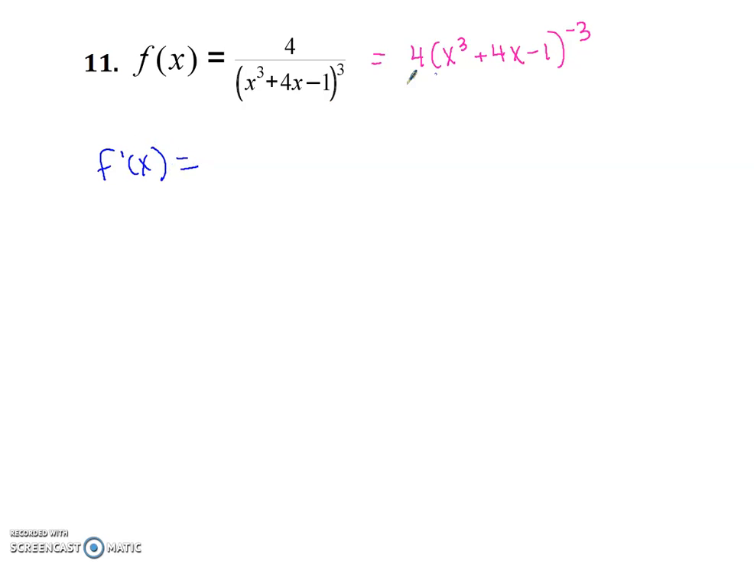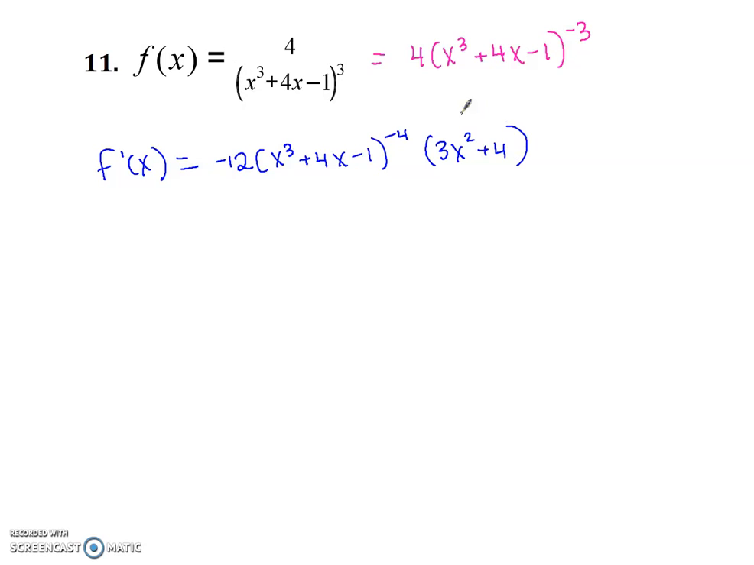So we're going to have f prime of x, move the exponent in front, so that'll be -12. Leave the inside the same. Subtract 1 to make the new exponent -4. Then the derivative of the inside will just be 3x squared plus 4 again.